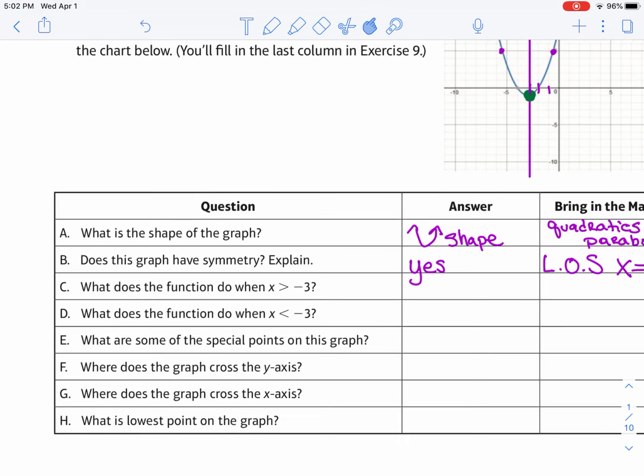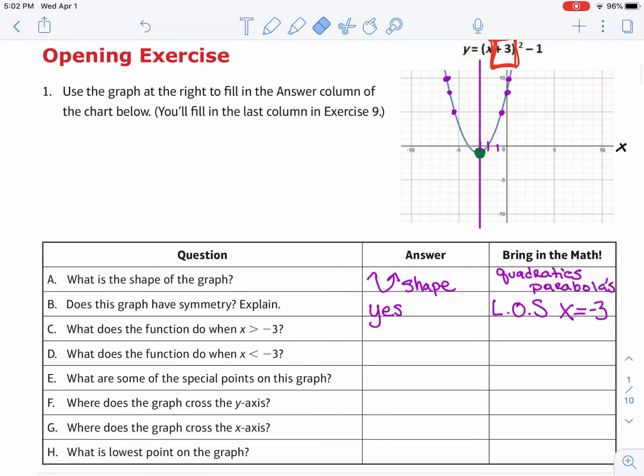So then it says, what does the function do as x is greater than negative 3? So what I'm going to do is I'm going to go across this graph, and I'm going to start at x is negative 3. That puts me here. And I'm going to go to the right, because that's how it gets greater. And as it does that, it increases. Increases is actually our academic vocabulary word. And goes up would kind of be the lesser form of that.